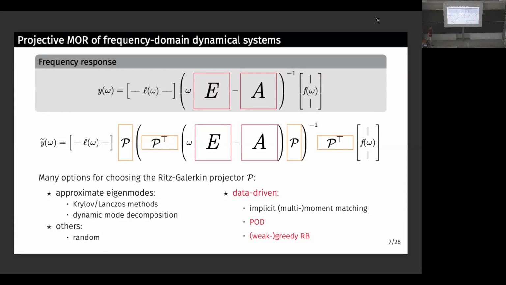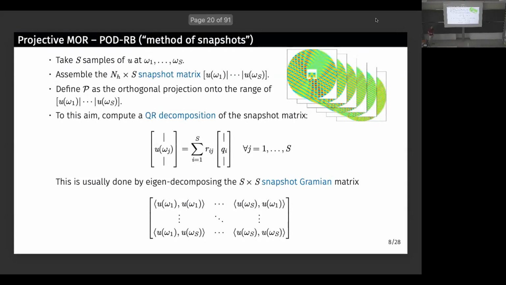So I would like to give you an overview of this, and this is a single slide on that, essentially. And this is the skeleton of the algorithm of the simplest projective method you can imagine, which is called the method of snapshots. And many of you have seen it already, I think. So the method works like this.